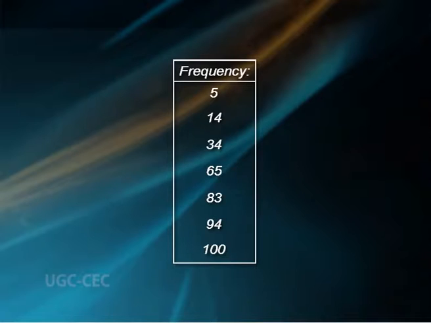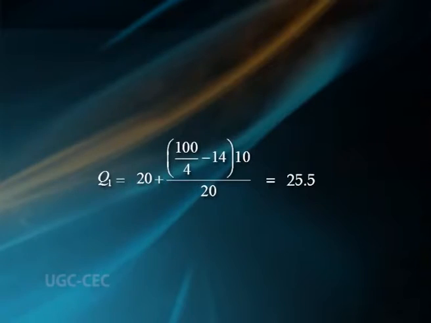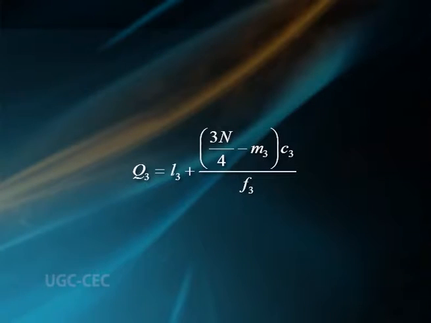Now, we write the cumulative frequencies corresponding to each class, as follows: less than cumulative frequencies 5, 14, 34, 65, 83, 94 and 100. The first quartile Q1 equals L1 plus (N by 4 minus M1) into C1 divided by F1. The N by 4th, that is the 25th observation, is coming in the class 20 to 30. Then Q1 equals 20 plus (100 by 4 minus 14) into 10 divided by 20, that is equal to 25.5.